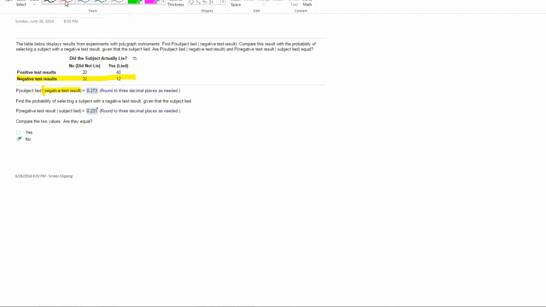Now in that row of negative test results, I'm going to total up the numbers in that row. So that's going to be 32 plus 12, and that's 44 total negative test results. So out of that row now, what's the probability that a person lied? Well, in this row, the probability that a person actually lied is the second number where it was yes, they lied, and that's 12 people. So the probability that a person lied, given that it's a negative test result, is 12 out of 44.